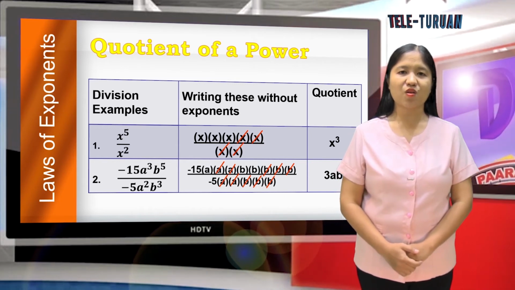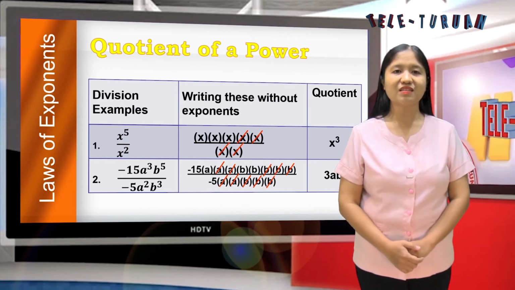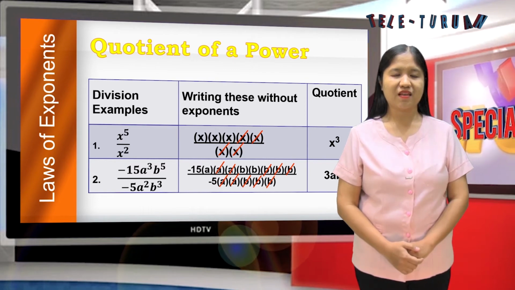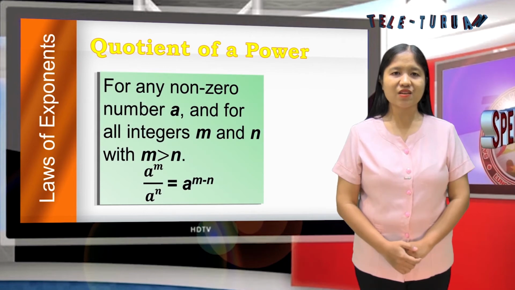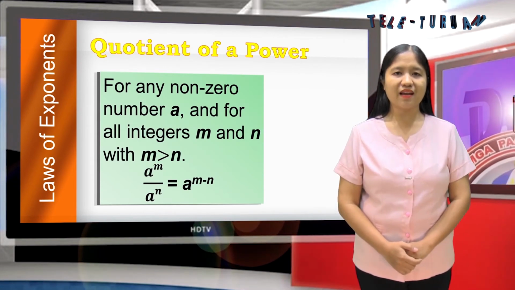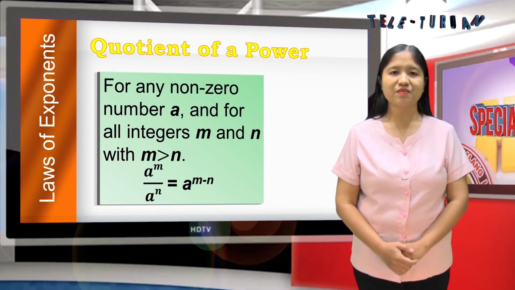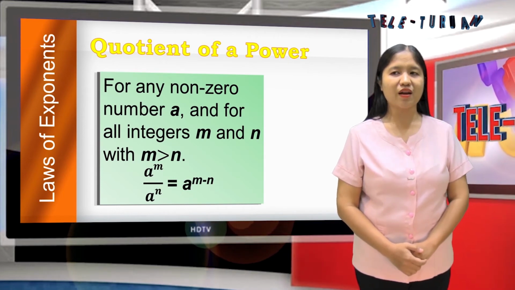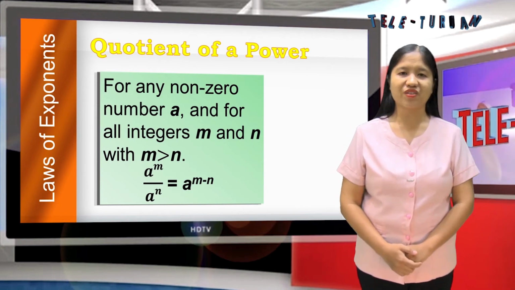Observe the exponent in column 1 and column 3. Can you find an easy way of finding the result written in the third column? What is it? You got it right. For any non-zero number A and all integers m and n with m greater than n, A raised to m over A raised to n is equal to A raised to m minus n. I think you understand the fifth law of exponents.